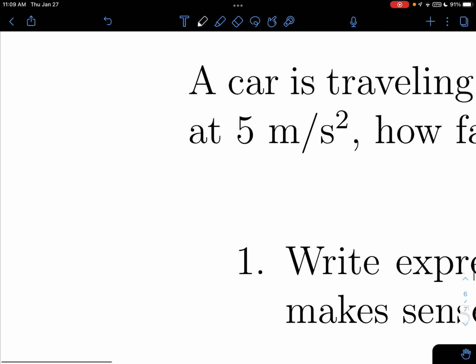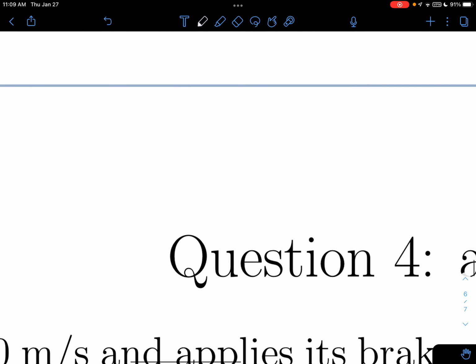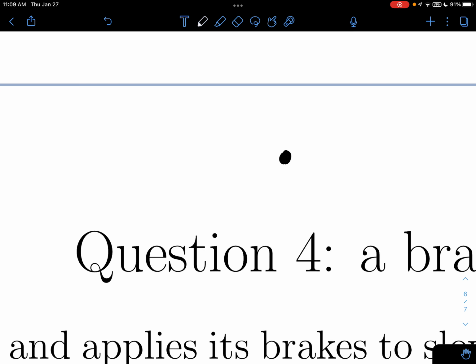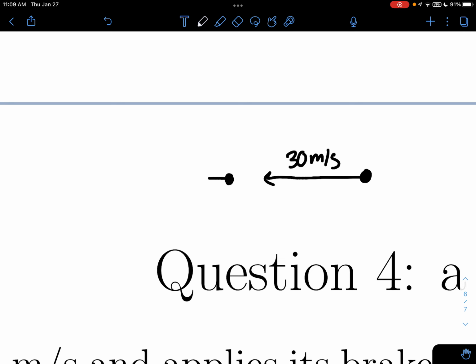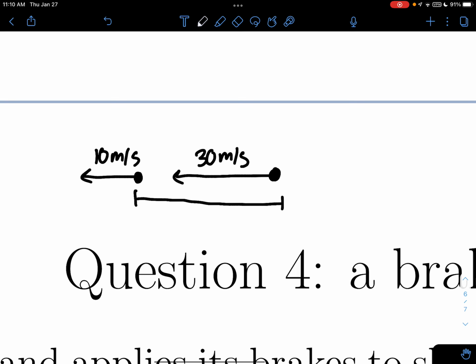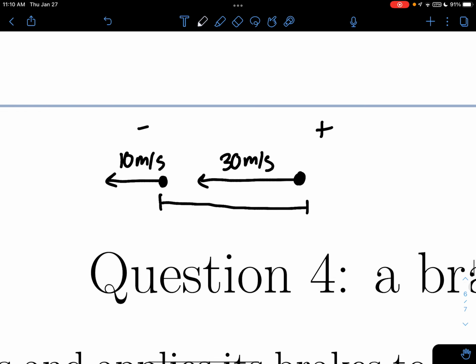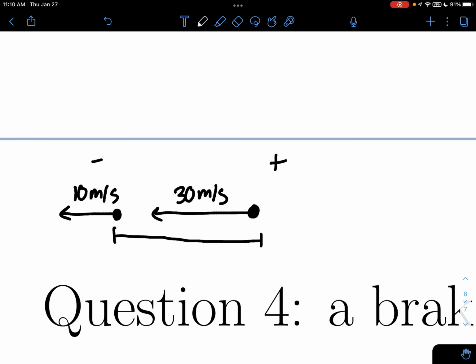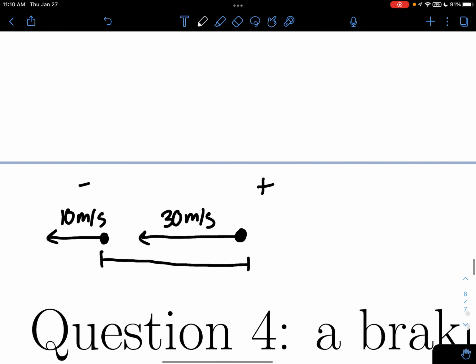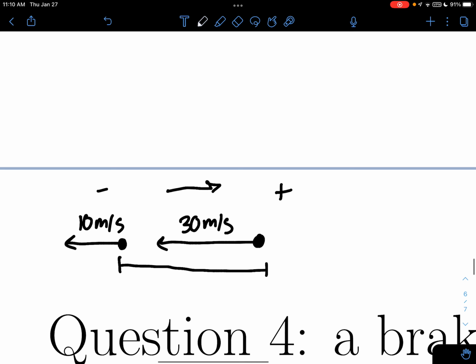But if I decided to visualize this differently and say that the car starts over here going 30 meters per second this way, and then it's here going 10 meters per second, really the x that we're looking for is going to be the same. I'm still saying this is positive, this is negative. The x is going to end up being the same because it's still changing the velocity by the same amount, at the same rate. But now the acceleration is going to be pointing the opposite way.